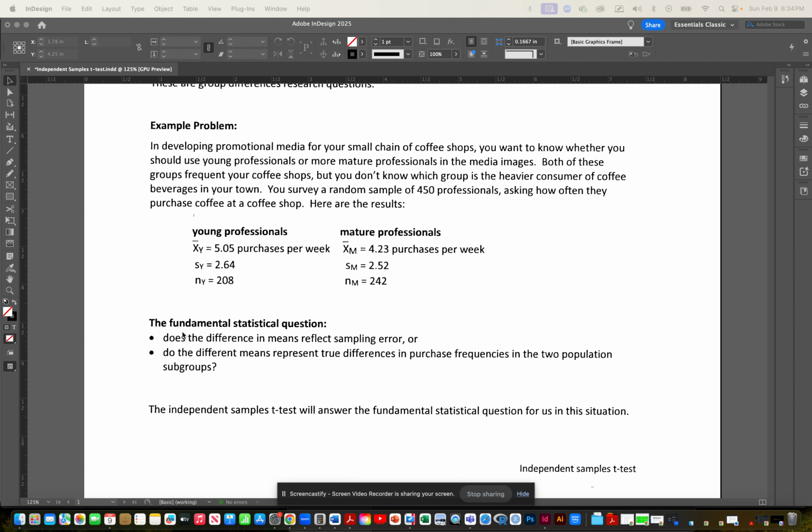Jumping down here real quick, the fundamental statistical question is, when it comes to differences or what we see in the sample, is it because of noise? Is it because of sampling error? Or is it because there really is a difference? And that's what this statistical test will help us determine. All right, so before I move on to the next topic, let me remind you what these other two are. So we have S, which would be the sample standard deviation, and then N would be the sample size.